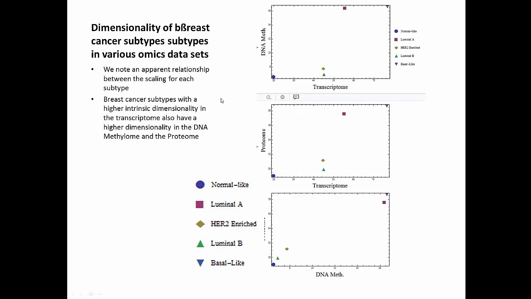Another thing that we notice here, just an interesting observation, is that there seems to be an apparent relationship between the dimensionality and the different levels, such that if a subtype of breast cancer has a higher dimensionality in the transcriptome, it tends to have a higher dimensionality in the methylome and the proteome, which I suppose is perhaps not too surprising, but I think it's interesting to observe it in this way.